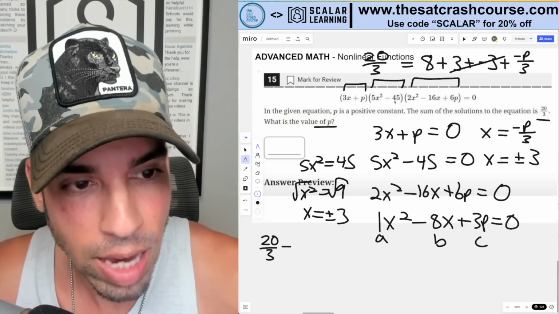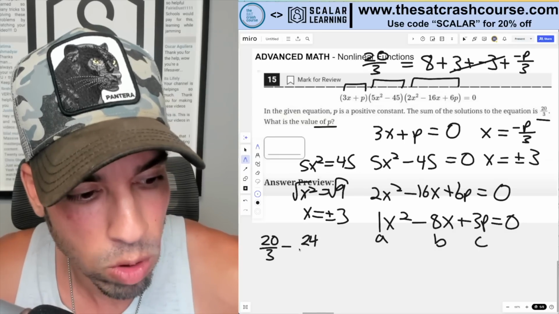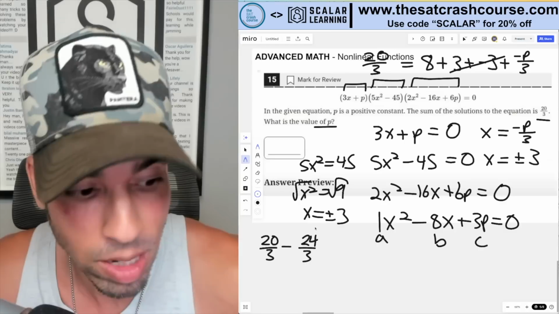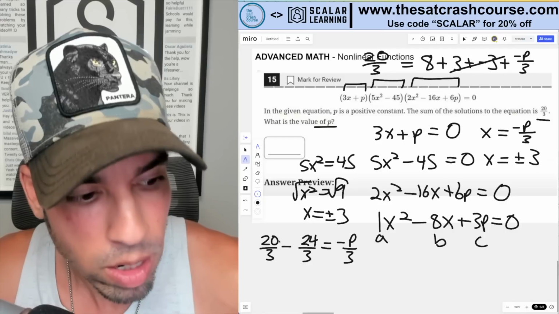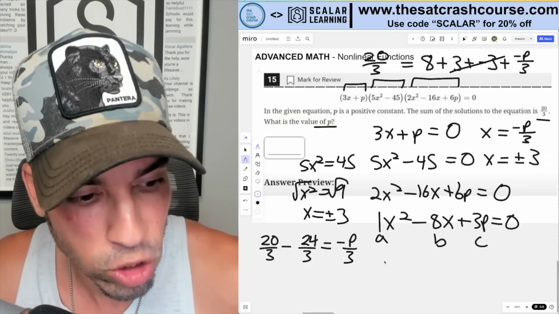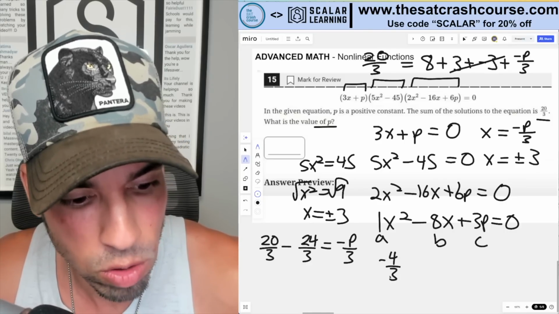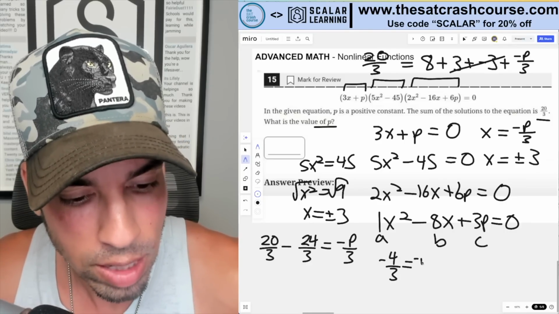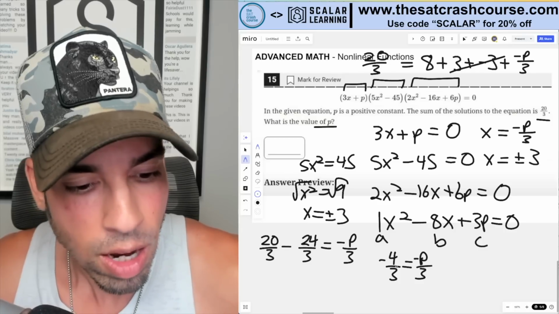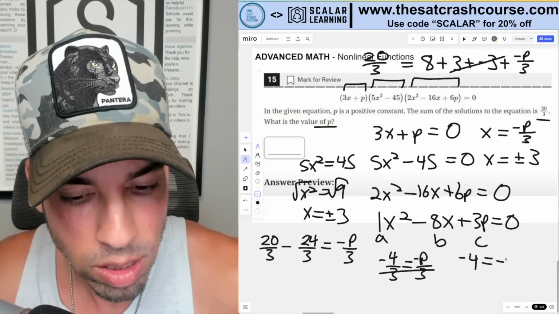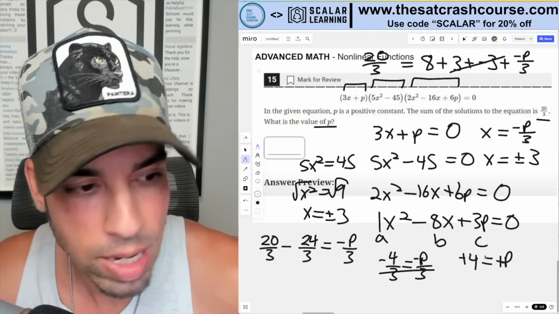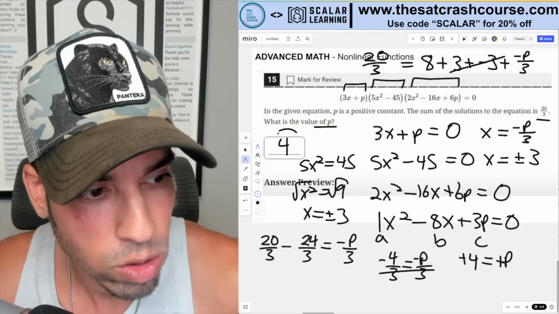So multiplying 8 by 3, we get 24 over 3. Again, 24/3 is the same as 8, right? And this is equal to negative p over 3. Now I got 20 minus 24, which is negative 4/3, is equal to negative p thirds. And since we got 3 on the bottom, cancel those out. Negative 4 equals negative p, which means p equals 4. So 4 is the winner, done.